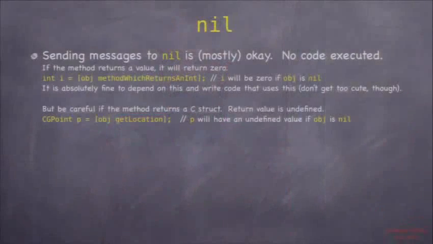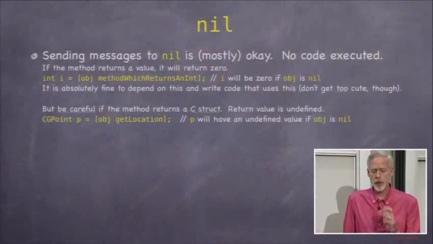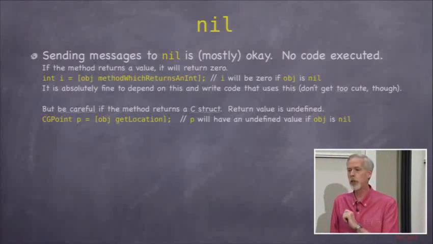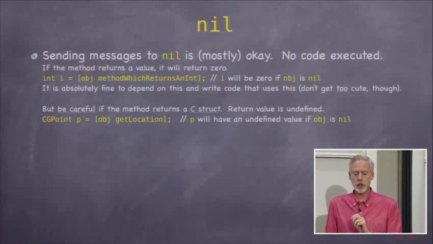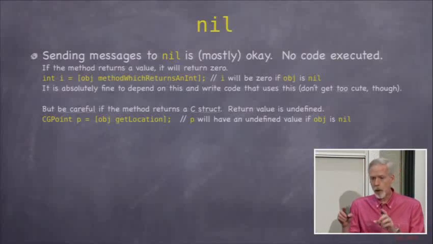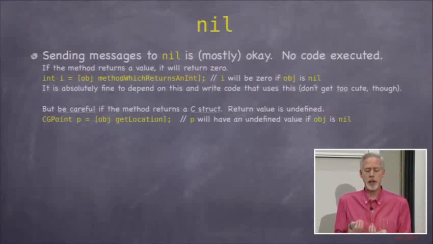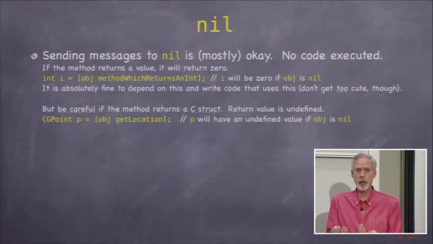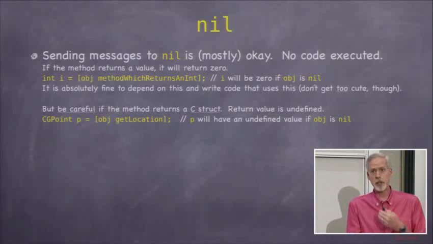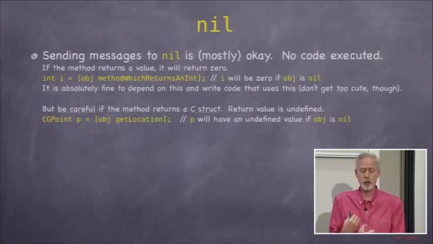Pretty straightforward there. Okay, nil. I already talked about this, that we can send messages through a pointer that is nil, i.e. that pointer does not point to anything, and no code gets executed. So if I do int i = [obj method] which returns an int, no code gets executed. However, that message send square bracket thing will return 0. That's important to know. And 0 is also what nil is. So if you had a method that returned an object and you sent that message to nil, then you'd get back nil.